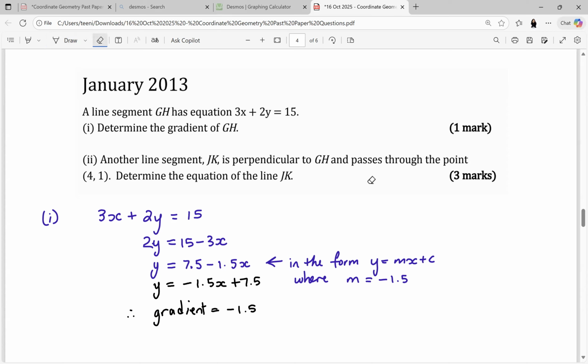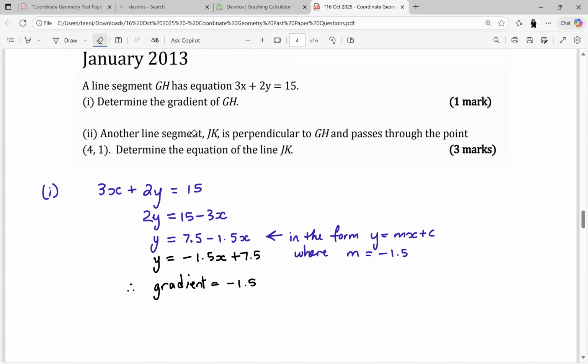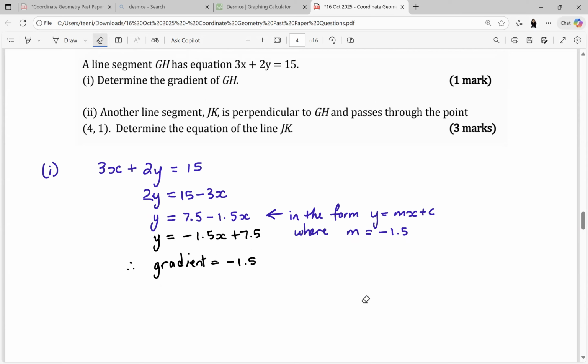All right, and now the second part of the question says another line segment, JK, is perpendicular to GH and passes through the point (4, 1). Determine the equation of the line JK. Because of this part of the question, I should have done this from the beginning: because you have to determine the equation of this perpendicular line, you're going to have to use the gradient being the negative reciprocal. So it would have made sense to write the gradient as a fraction.